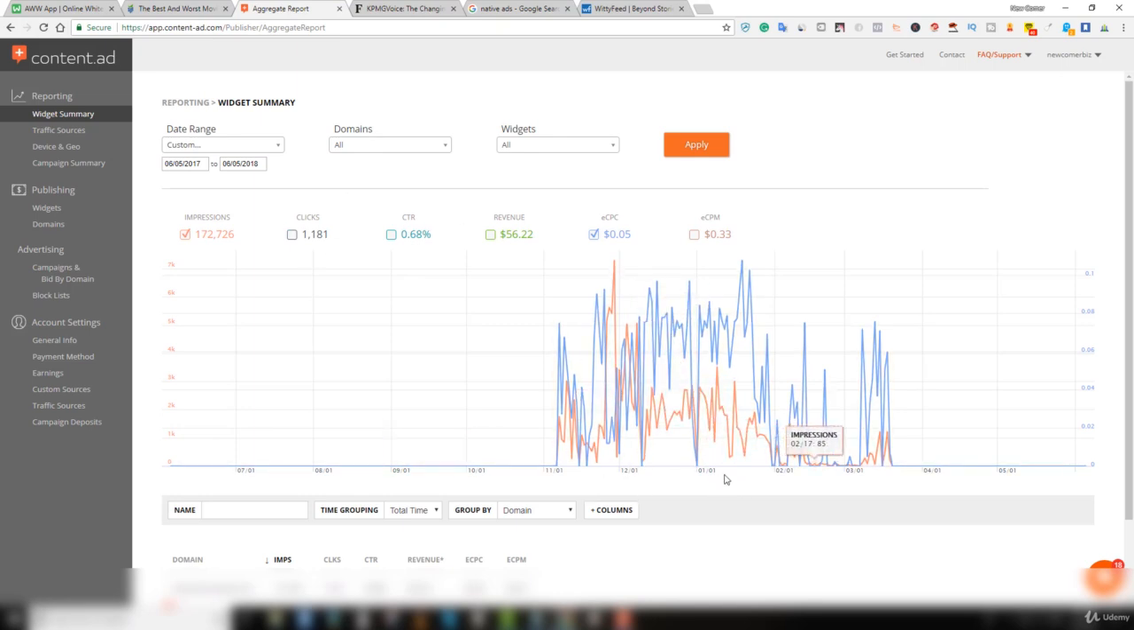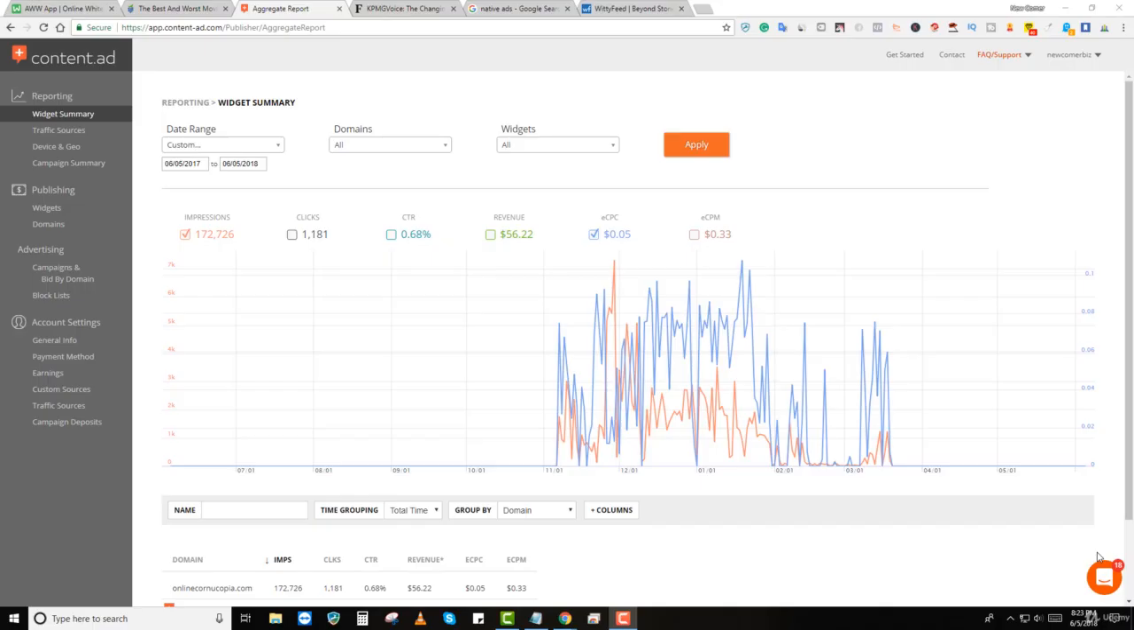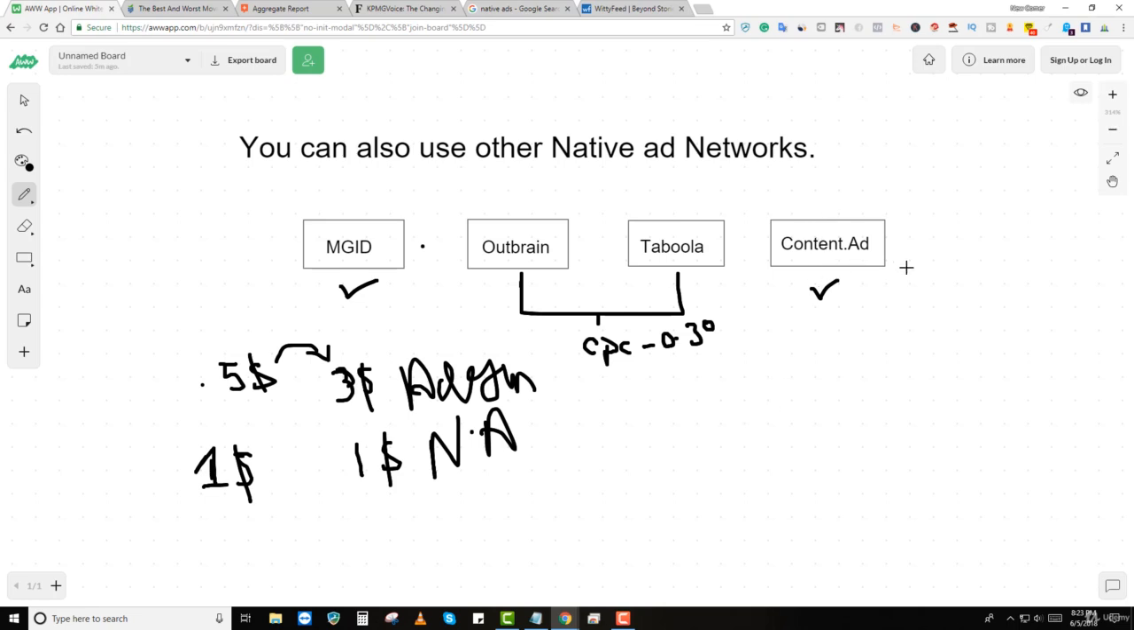For a month or 2 months, you can see it here. I got 1,181 clicks, and the click-through is not high, but still it's good. And I was getting paid 0.05 cent per click. So just go ahead and use this network. This network works well, and my friends are also using this network. I suggest this network to pretty much everyone. So just go ahead and use Content.ad.